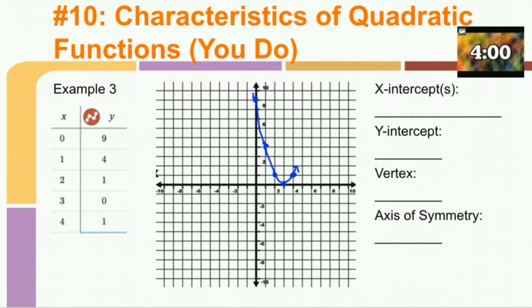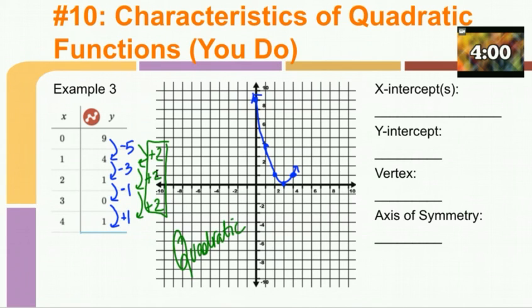Again, the way that you can make sure that this is going to be a quadratic function is you can check the differences. So from 9 to 4, that's subtracting 5. 4 to 1, that subtracts 3. 1 to 0, that subtracts 1. And 0 to 1, that adds 1. And then if I check the second difference, from negative 5 to negative 3 is adding 2. Negative 3 to negative 1 is adding 2. And negative 1 to positive 1 is adding 2. Since all of the second differences are the same, I know it's quadratic. You can also do that on example 2, and you would be able to find that.